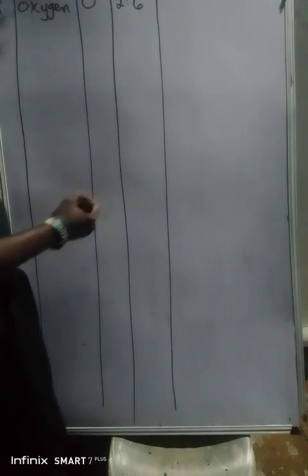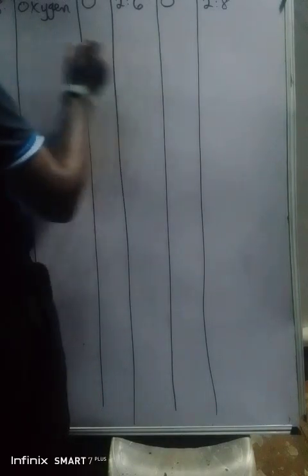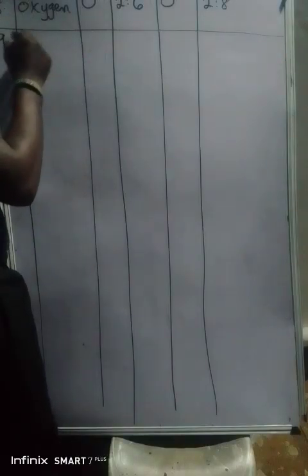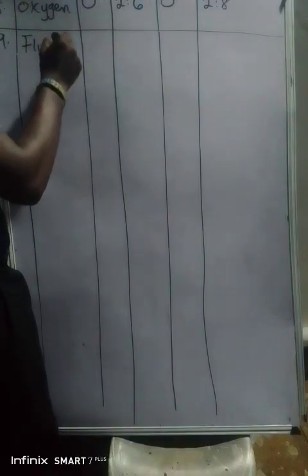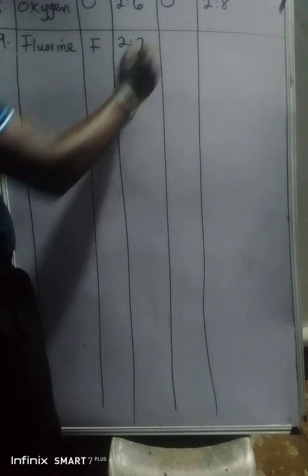Then the symbol of the ion now. Can you tell me what the ion will be? O2 minus, not N2 minus. O2 minus. So it will now become, why? The configuration will now become 2, 8. It has borrowed 2 electrons. After that, fluorine, that's F. Configuration is 2, 7.